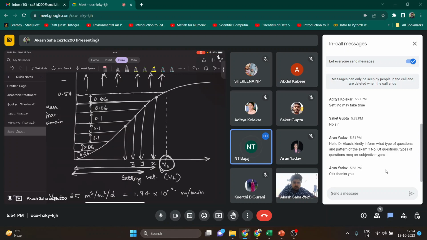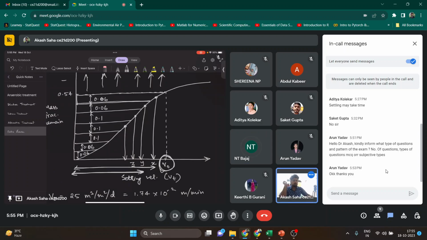Please drag the slide. Actually, I want to know about settling velocity. I am not able to hear your voice. Can you speak a little bit louder? Actually, this value 0.54, how does it come?